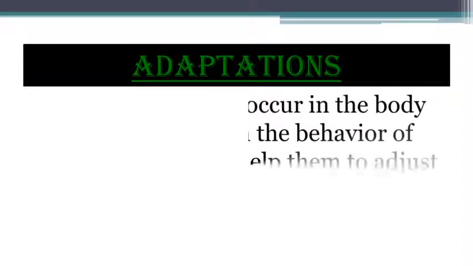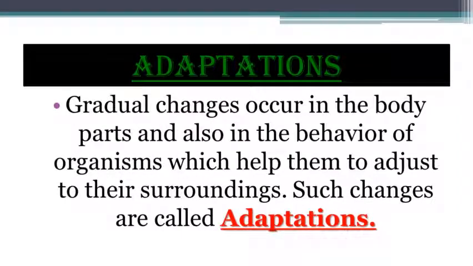So student, in our previous video we have studied adaptation. Let's see the definition of adaptation once again. Gradual changes occur in the body parts and also in the behavior of organisms, which help them to adjust to their surroundings, and such changes are called adaptation, and they take place over a long period of time. So now let's study the adaptation in different plants.